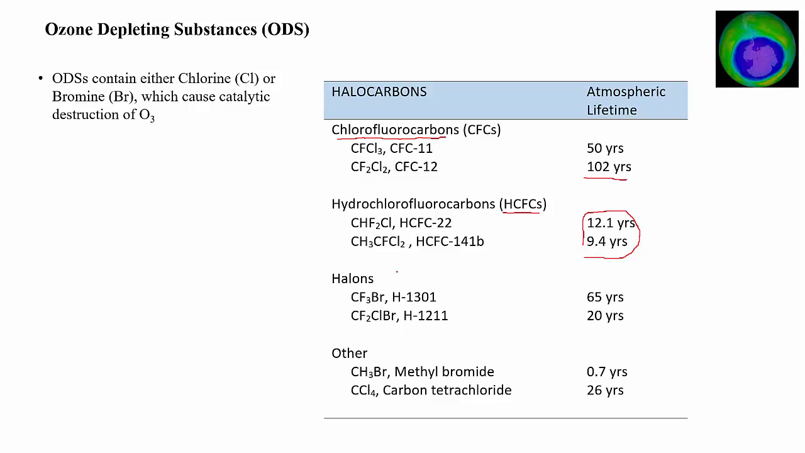Another class of ozone depleting substances is halons. Like CFCs, they also have long atmospheric lifetimes. They're highly unreactive, but these chemicals contain bromine, which destroys ozone in a catalytic reaction similar to chlorine. Halons used to be used in fire extinguishers and are now banned. There are other ozone depleting substances as well, such as carbon tetrachloride.